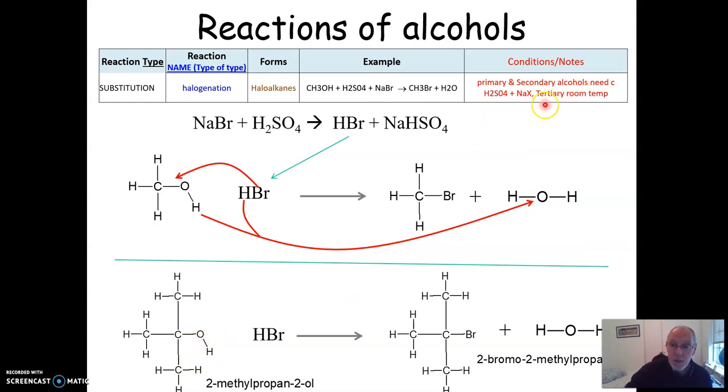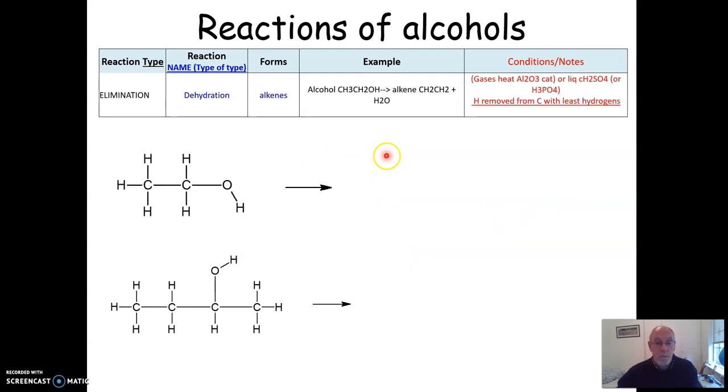So when you look up the reaction conditions here, you need to find a way to write them out. I wrote them out better on the previous slide. Primary and secondary alcohols, you need this concentrated sulfuric acid plus the sodium bromide to make the HBr. But the tertiary will just react at room temperature, and they'll just react with the HBr itself. Okay, so that is the first reaction of the alcohol that we're going to look at.